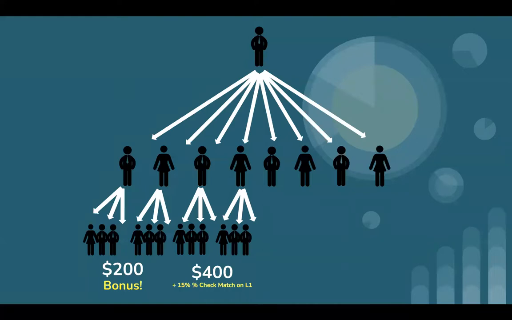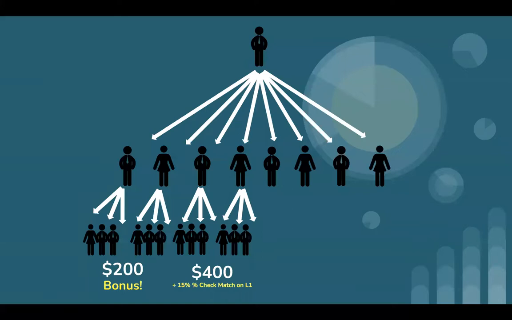Yeah, $300. $300. And that comes every month. So this becomes part of your residual, not the $400, not the $200. That's a one-time bonus. But the 15% check match on level 1 comes every month because they're paying every month. We're paying them every month.